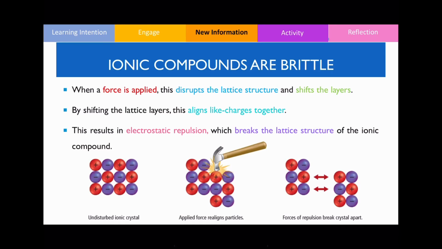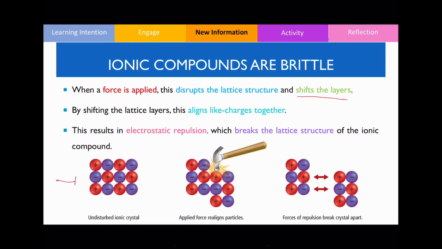Now, when we looked at metal bonding, we saw that metals deform their shape when a force is applied, and the reason they don't break apart is because of the presence of delocalized electrons, which prevent the metal cations from repelling one another, which would cause the substance to break apart. However, in an ionic compound, when a force is applied, you're disrupting the 3D lattice structure, and in doing so, you're shifting the layers.